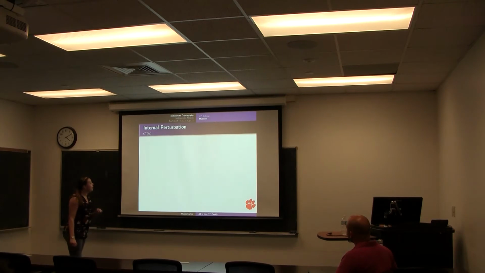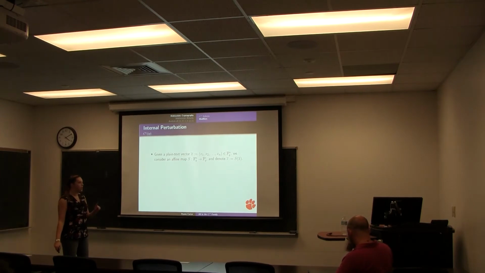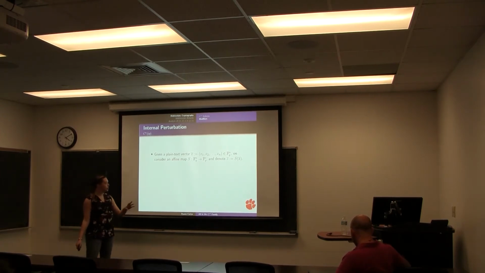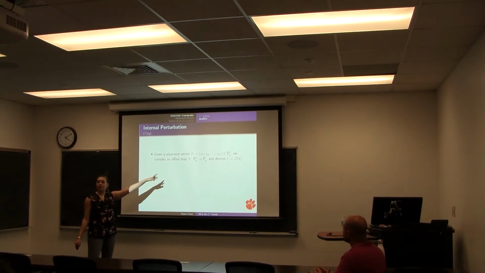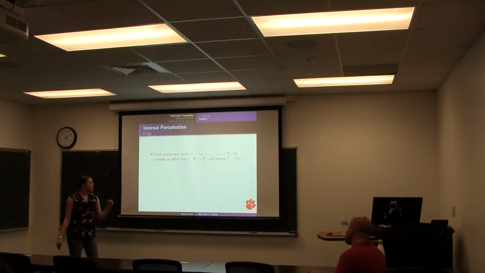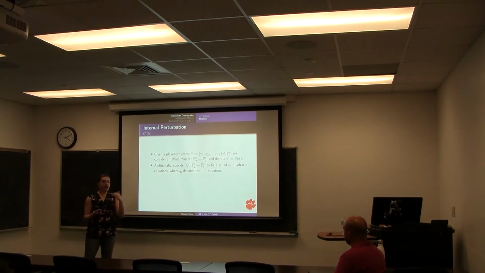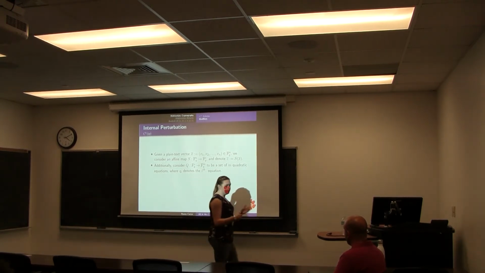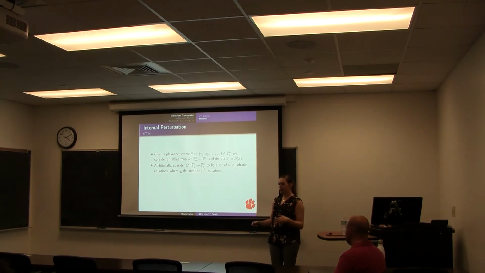All right, and our final modifier is IP, the internal perturbation modifier. This one's a little bit more involved than the others, but it's not bad. First, if I have my plaintext vector X, I'm going to find some new affine map S, and I'm going to call S evaluated at X, Z. Now I'm going to come up with M quadratic equations, where the ith quadratic equation is going to be called Q sub i. So I have some affine map and some set of equations.